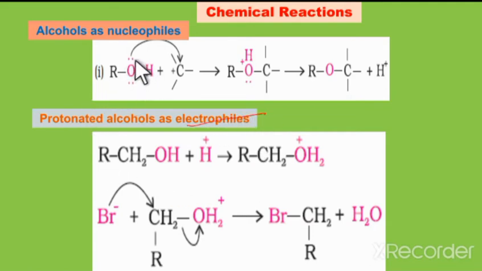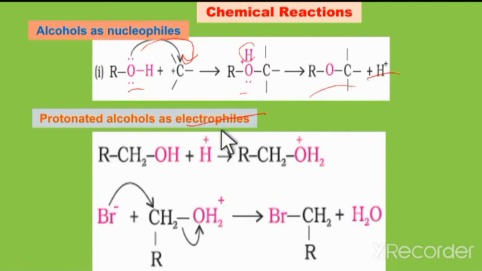The oxygen in alcohols has two lone pairs of electrons. These pairs of electrons can be donated to electrophiles where there is electron deficiency, forming the corresponding oxonium ion compounds. Later it can lose the proton and form ethers.